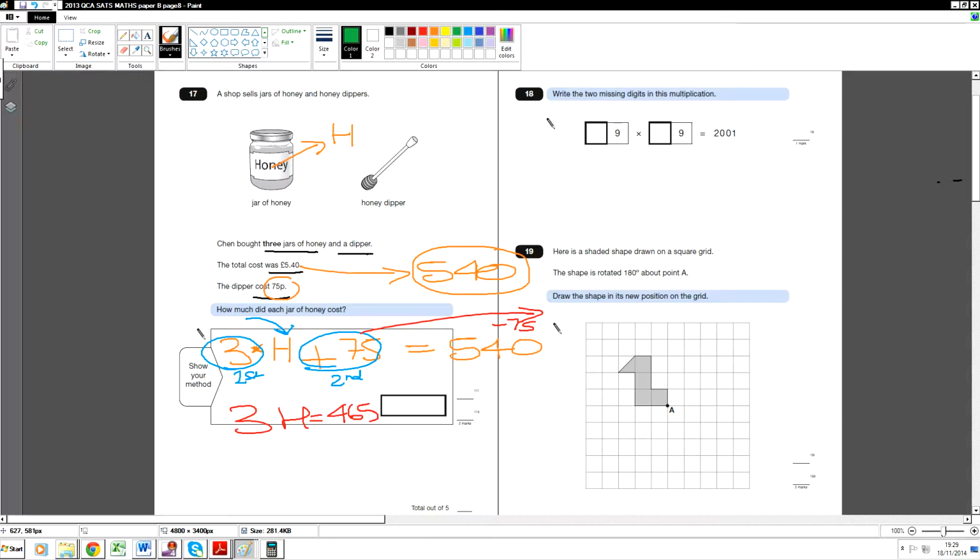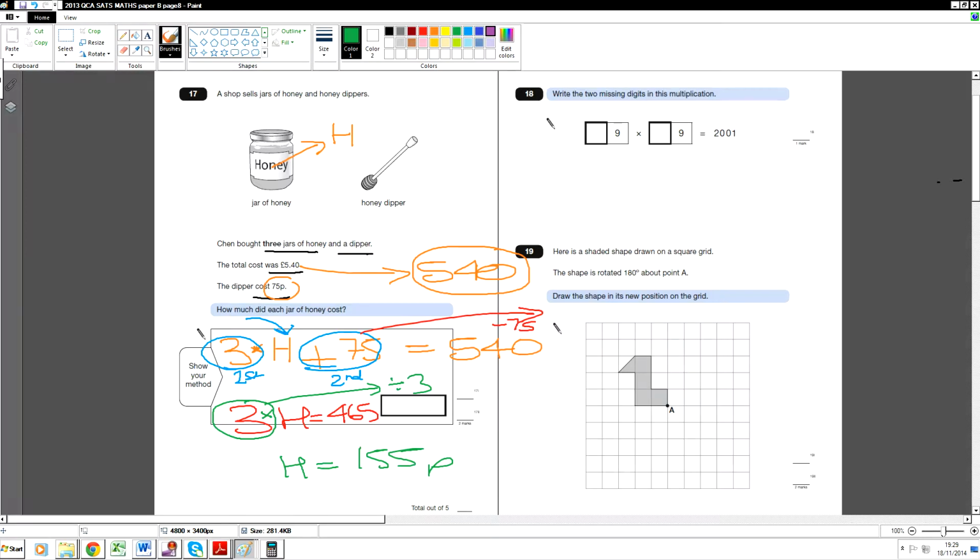Right, next line. Now the opposite of times by 3 is divide by 3. So the honey is equal to 465 divided by 3, which is 155. 155 pence. Now we can write the answer back in here.